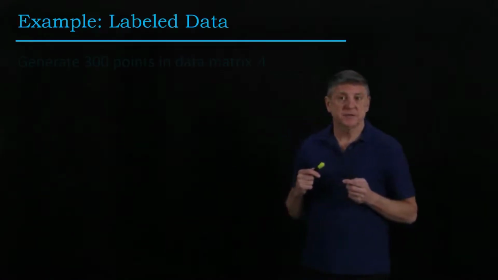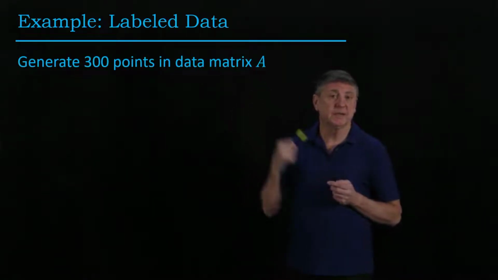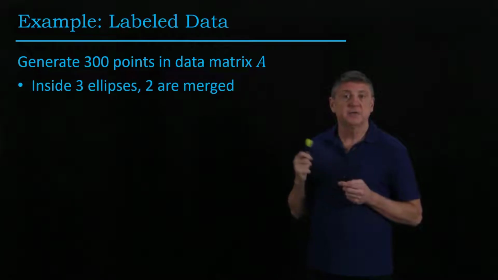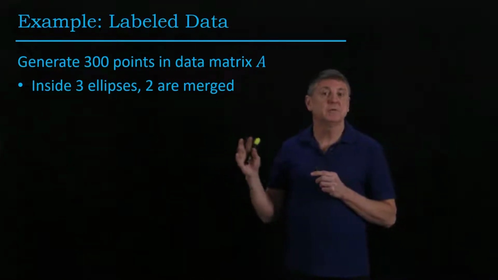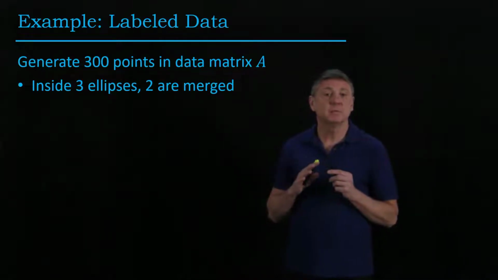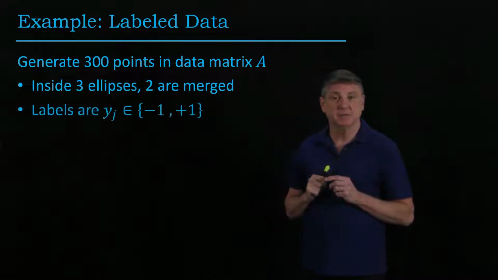Welcome. In this session in linear data analysis, we'll perform PCA, or principal components analysis, on some data that have labels. I generated this data as 300 points and accumulated it in a data matrix A. These were inside 3 ellipses, so 100 points in one ellipse, 100 points inside a second, and 100 points inside a third. I then merged 2 of these ellipses so that they have the same label.